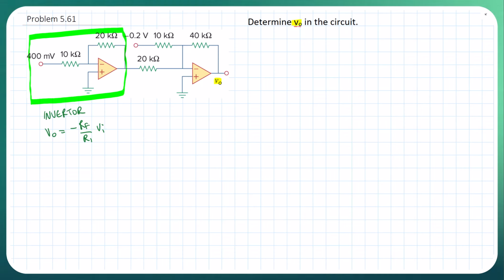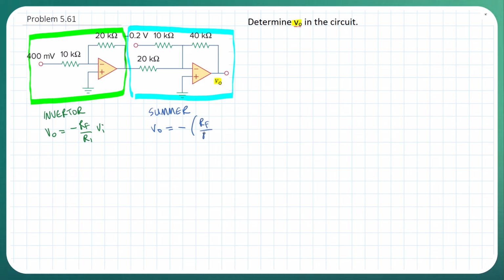The second stage of this cascaded op amp circuit is this part here, and we'll recognize this as being a summer. So this is a summer, and we know that the V output of the summer is going to be negative RF over R1 times V1 plus RF over R2 times V2. Okay, so these are the two equations we're going to be dealing with.